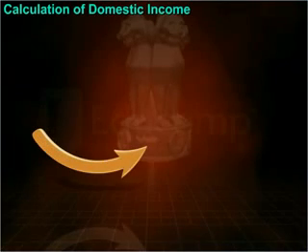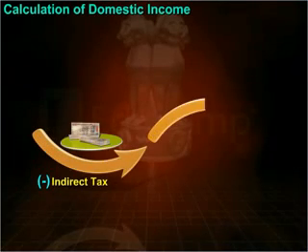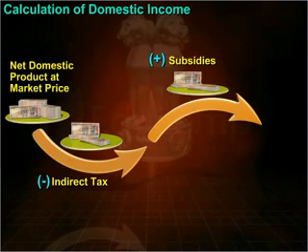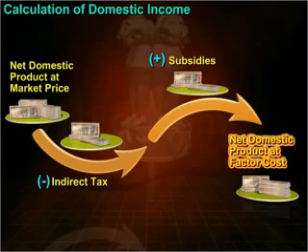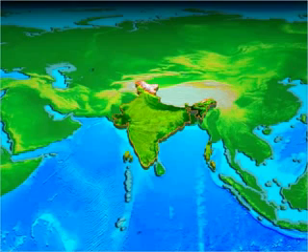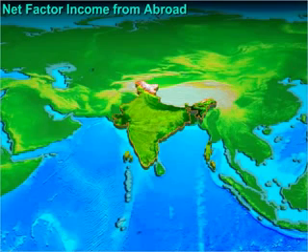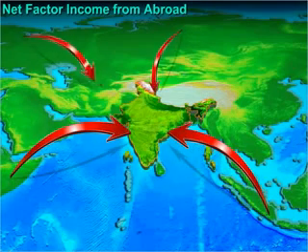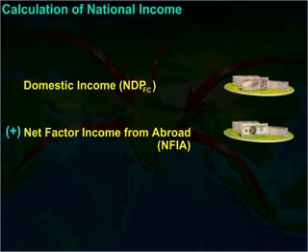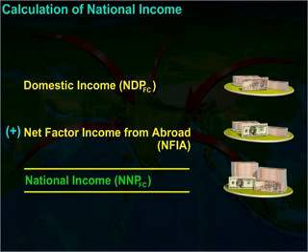If we subtract indirect taxes from and add subsidies to net domestic product at market price, we obtain net domestic product at factor cost, which is the same as domestic income. Finally, the value of net factor income from abroad is estimated and added to the domestic income. The resultant figure is nothing but the national income.